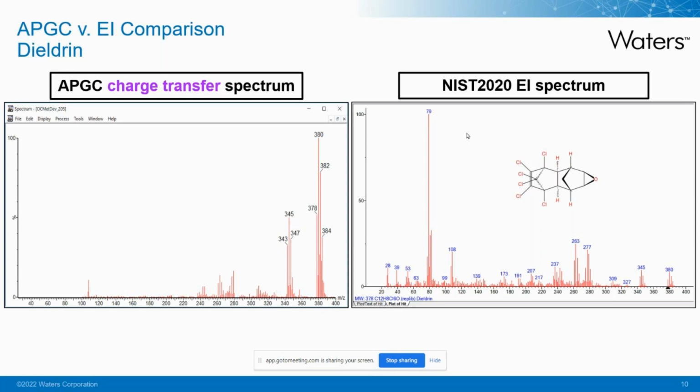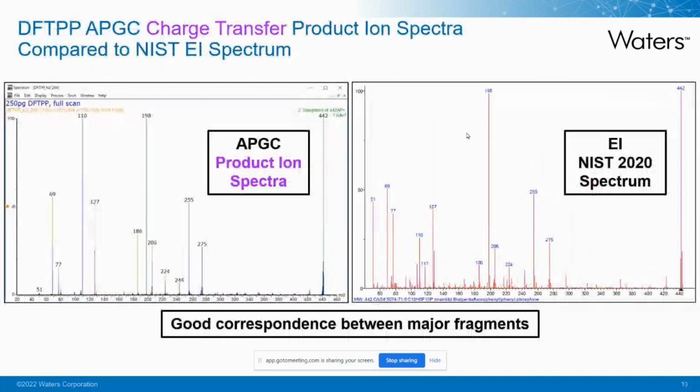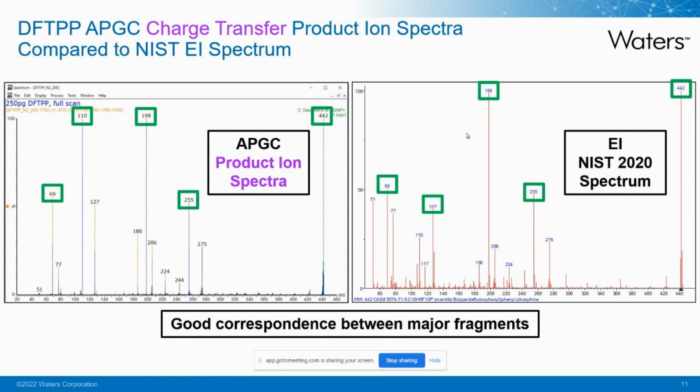However, since we're on a tandem quadrupole, we can fragment that to a user-definable extent. If we do that, you can see the dry source or charge transfer spectrum, the APGC spectrum, shares all the same ions in common with that NIST spectrum. So we're able to get good correspondence to historical EI data through the use of the dry source mode.